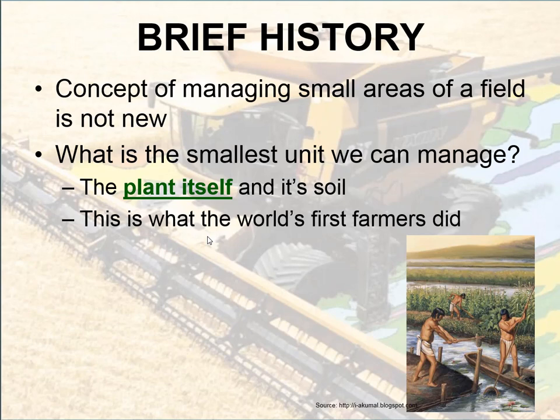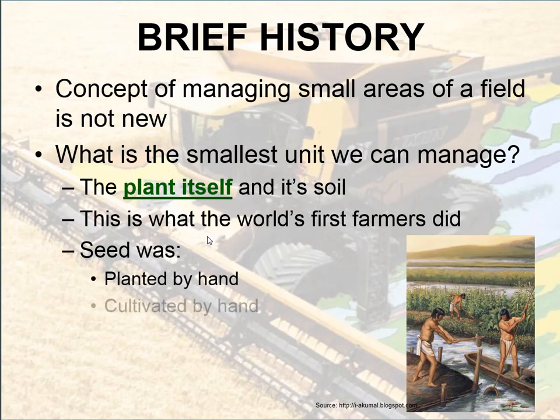And the reason why this is not new is that this is what the world's first farmers did. As you can see by the picture there in the bottom right-hand corner, think about it. Every seed that they raised was planted by hand. They had to place each seed in the ground one by one. They cultivated that seed, they worked it individually, and come the end of the season, they harvested it one by one. That's what the world's first farmers did.